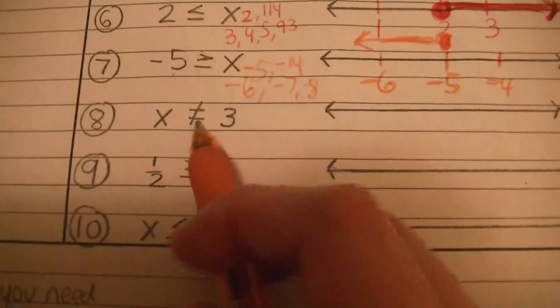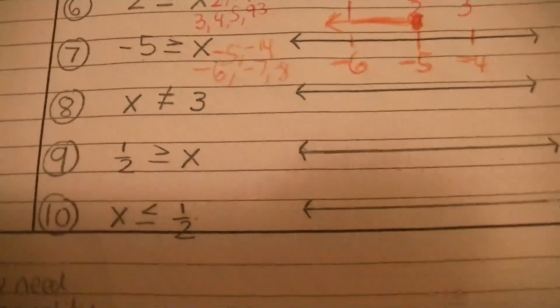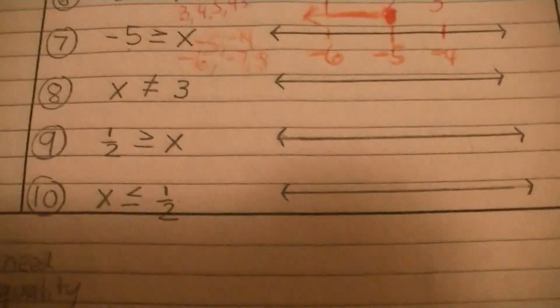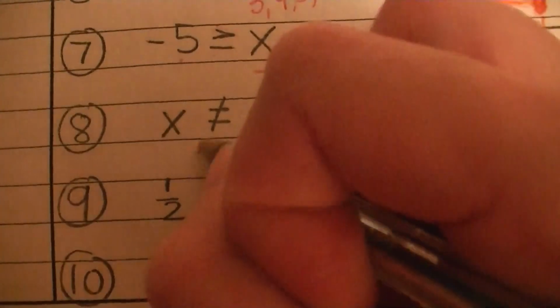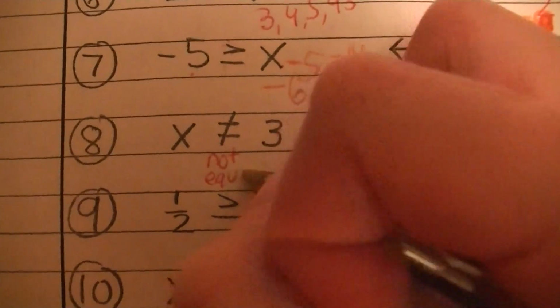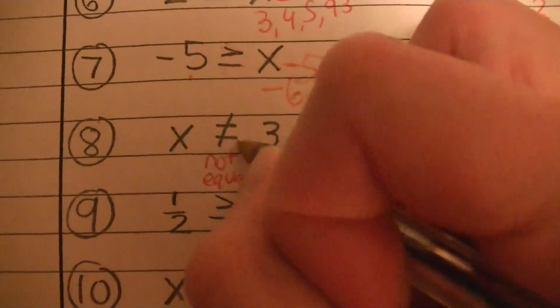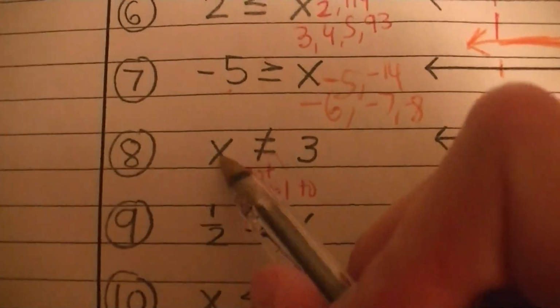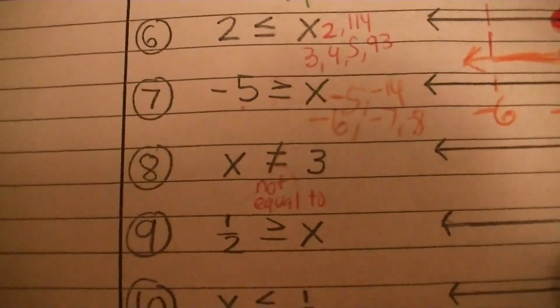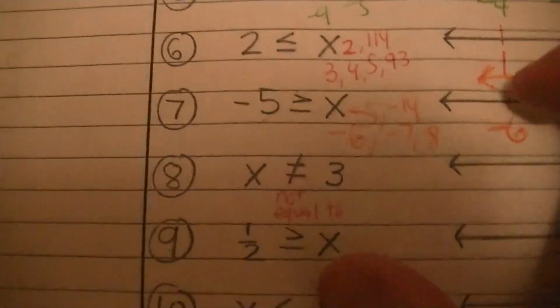All right, number 8? This one looks weird right there, okay? And don't be alarmed, it's okay, because you're going to probably see that someday. And I want to show you it now in 7th grade. This means not equal to. Okay, that's what that means. A little equal sign with a slash through it. That means x is not equal to 3. So in other words, it's any number that's not 3.